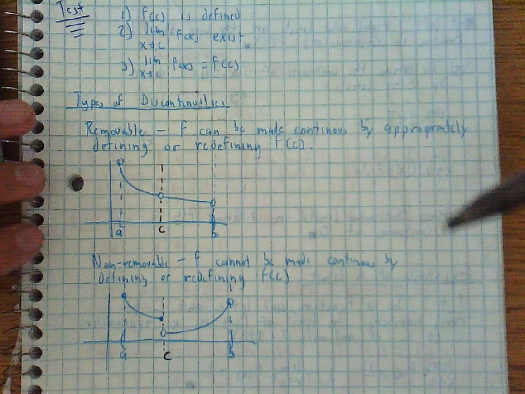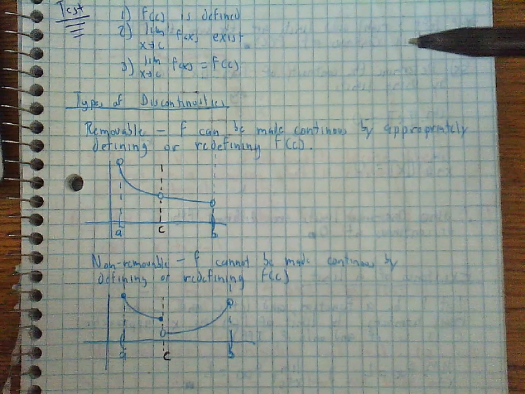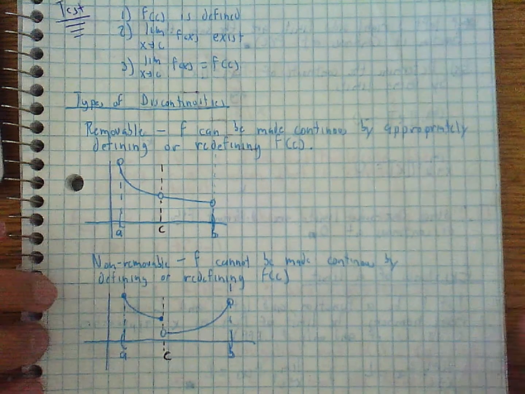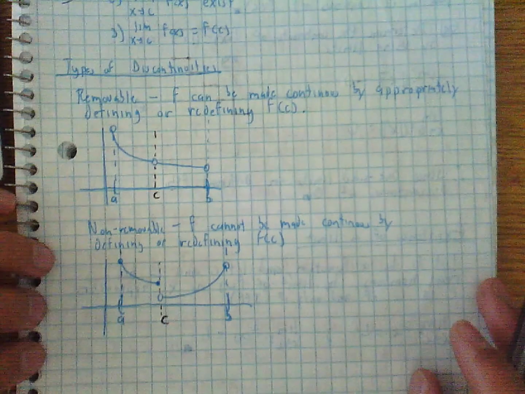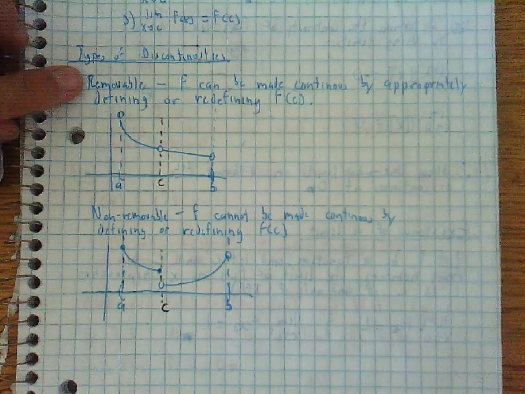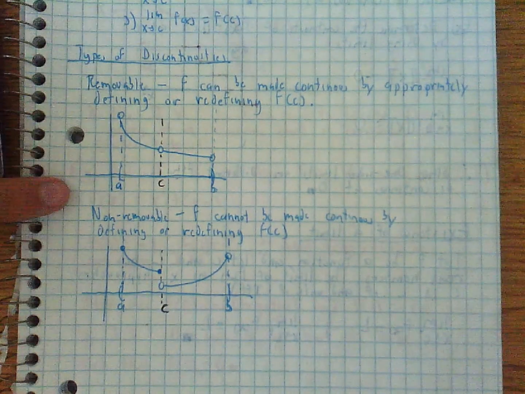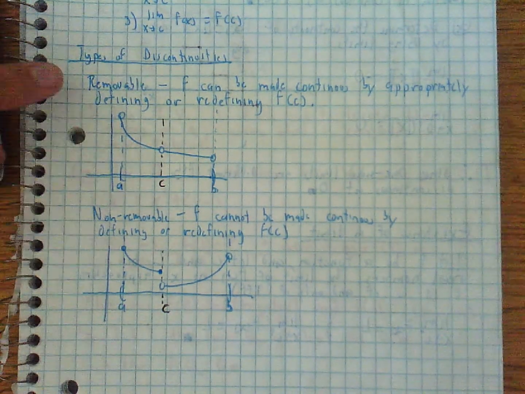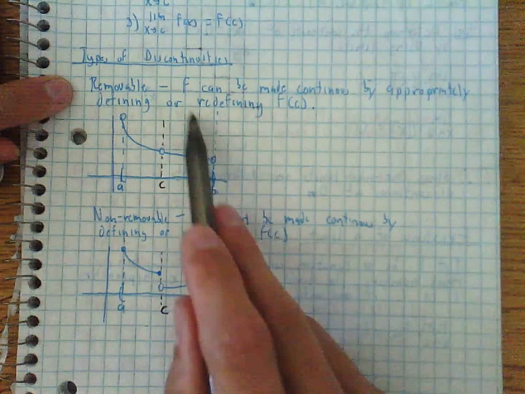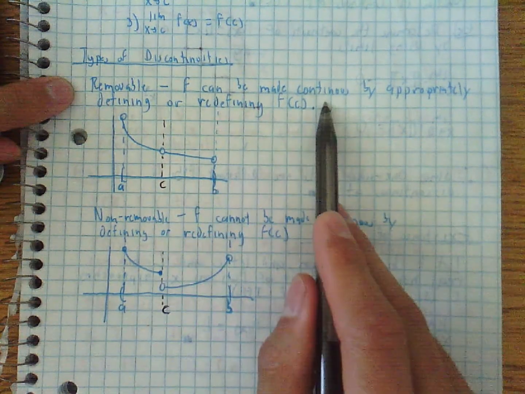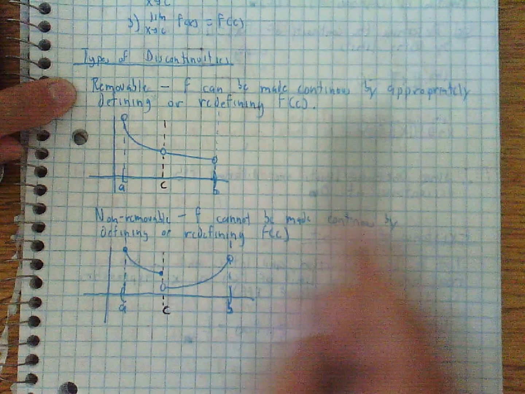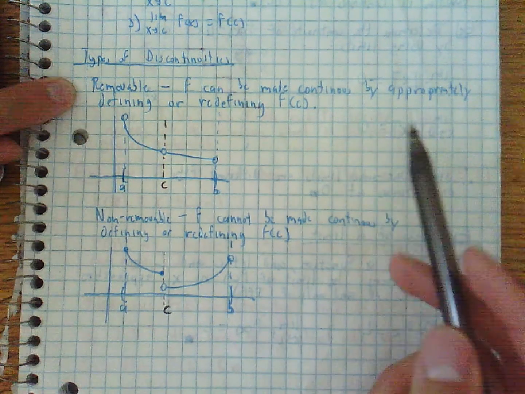Let's talk about discontinuity so maybe we can then really understand what it means to be continuous. There are two types. We have what we call a removable discontinuity and a non-removable discontinuity. Removable is when you can actually make that function continuous by appropriately defining or redefining f of c. So that's what I meant earlier.